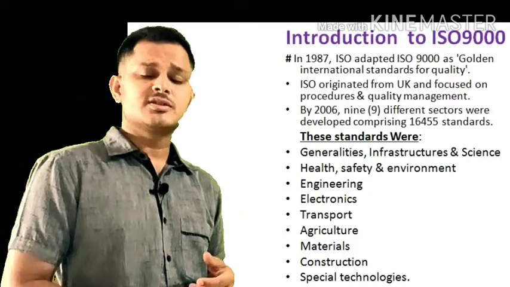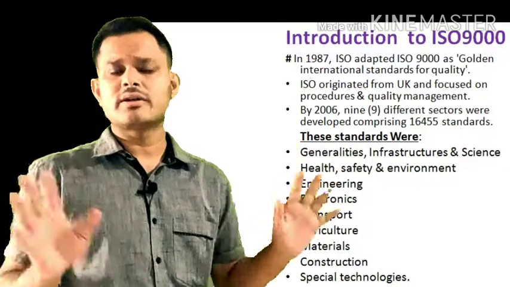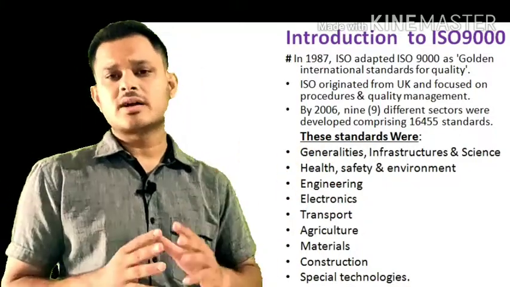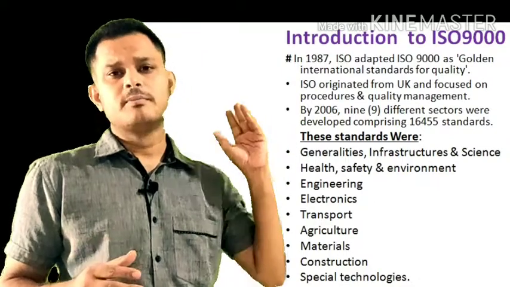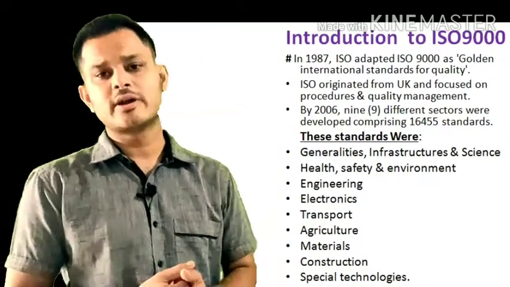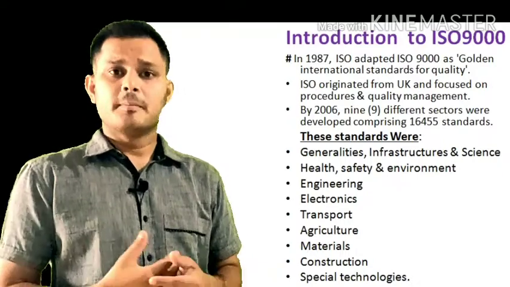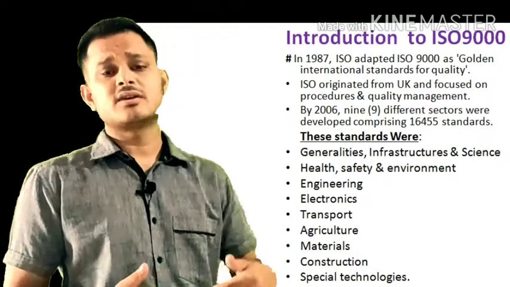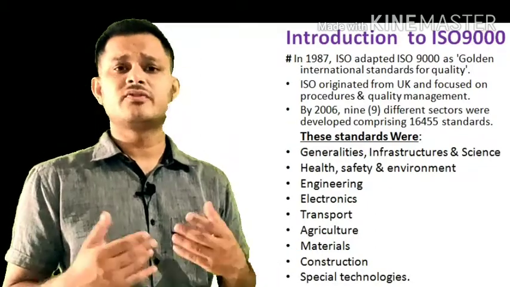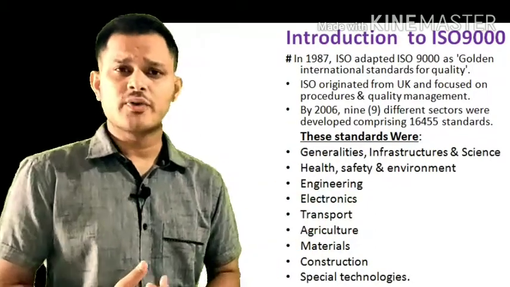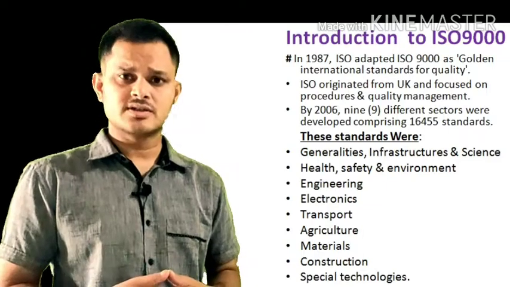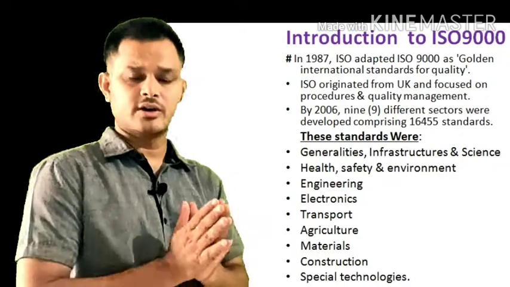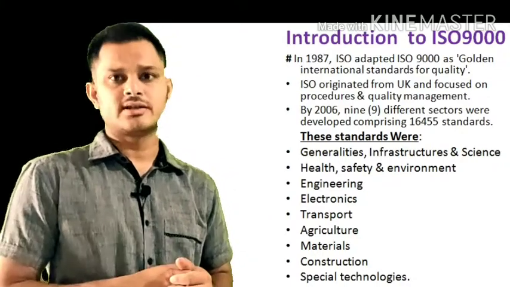Transport, because the modes of transport had developed in all aspects. Agriculture, since most countries had their main focus on agriculture, so ISO gave certification in this also. Materials and the quality of the materials. Construction, because large and huge constructions in industry and corporate fields started. And special technologies, any special technology was also given certification from ISO 9000.